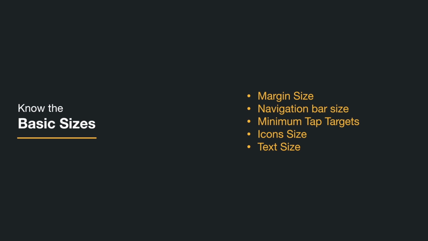Then text. In Android, text is measured in SPs. SPs is nothing but scalable pixels. Understand what's the minimum text size, what's the maximum text size. Make sure you're having the right affordance and accessibility guidelines followed in it.